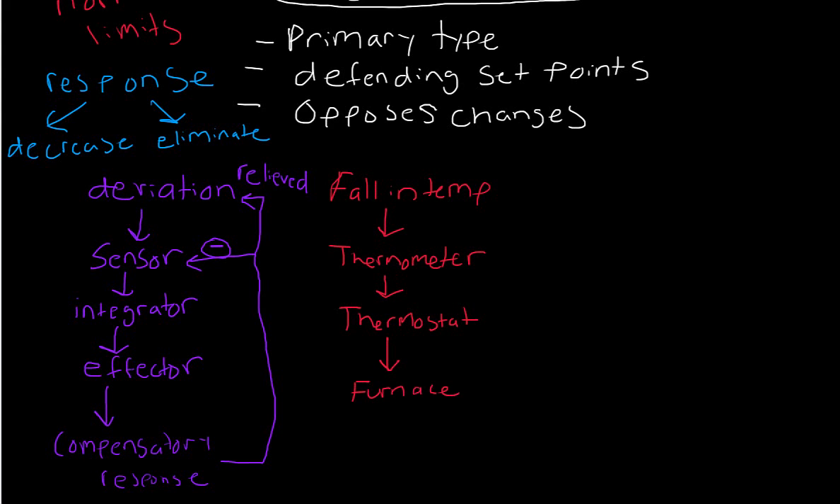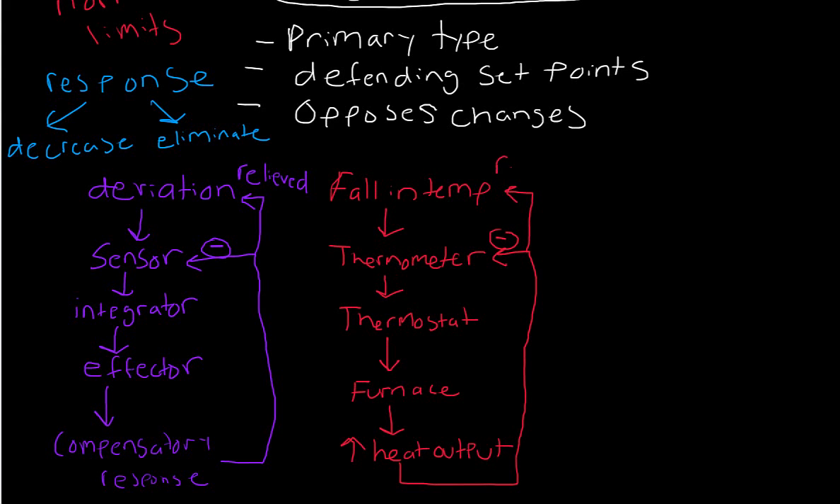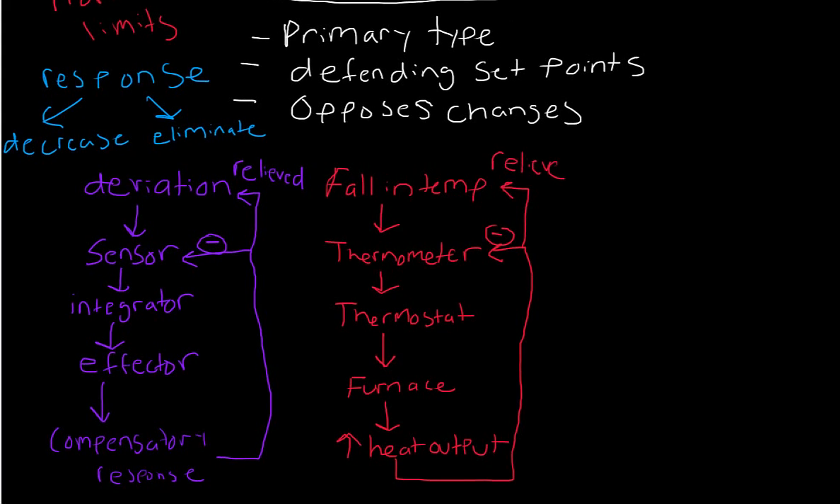So when it reaches the furnace, that's represented by an effector, what it will do is it will bring its own compensatory response, which is increase heat output. And the heat output will restore the room temperature back to normal, playing a negative feedback on the thermometer, which will ultimately relieve the change, which is the fall in temperature. It's like that way in the body as well.